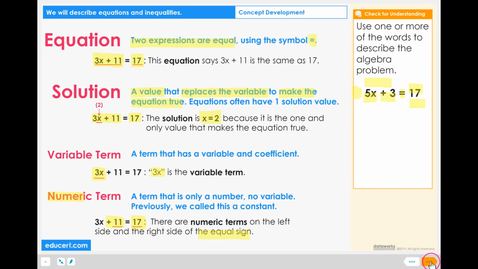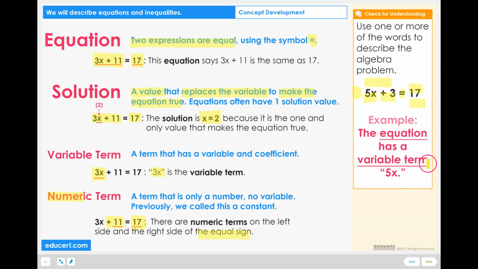Let's read an example answer. The equation has a variable term 5x. Using the word equation and also the words variable term.